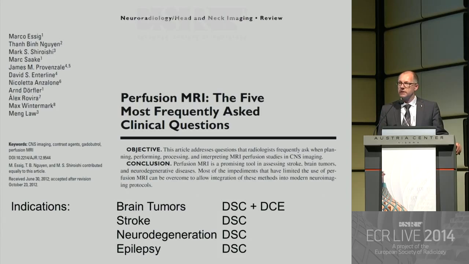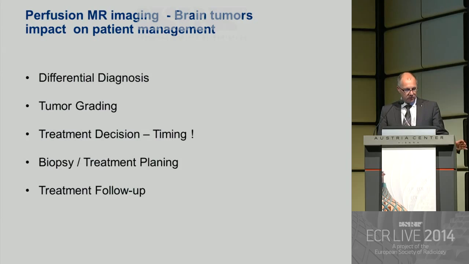So focusing on brain tumors first, what can we get as additional information from perfusion imaging? We get a better differential diagnosis. We get a better tumor grading. We can probably better assess our treatment decision in respect of timing, how fast we should treat a patient, for example. We can optimize our biopsy and treatment planning, and we can optimize our treatment follow-up.